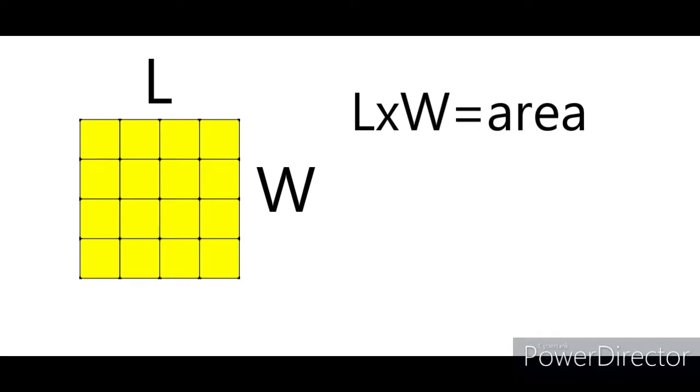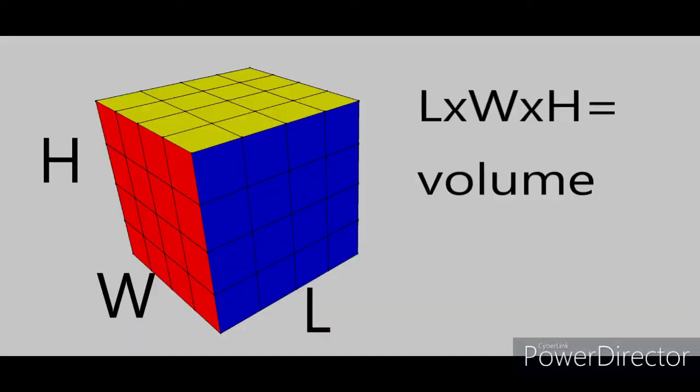In 2D, two sides usually define a plane or an area, multiplying length by width. While in 3D, three sides usually define a solid or a volume, multiplying length, width, and height.